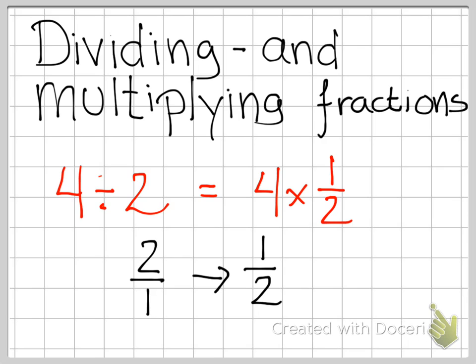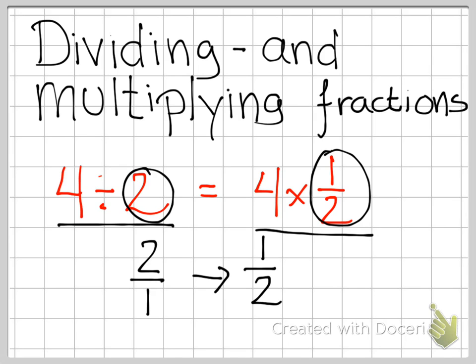And what that allows us to do is take division, which can sometimes be very difficult to do, and change it into multiplication, which is much easier to do. When we take that 2 and flip it over into its reciprocal, the problem becomes a multiplication problem. And that's easier to solve. Okay? So that's what we want to do. We want to get rid of all division problems and write them as multiplication problems.